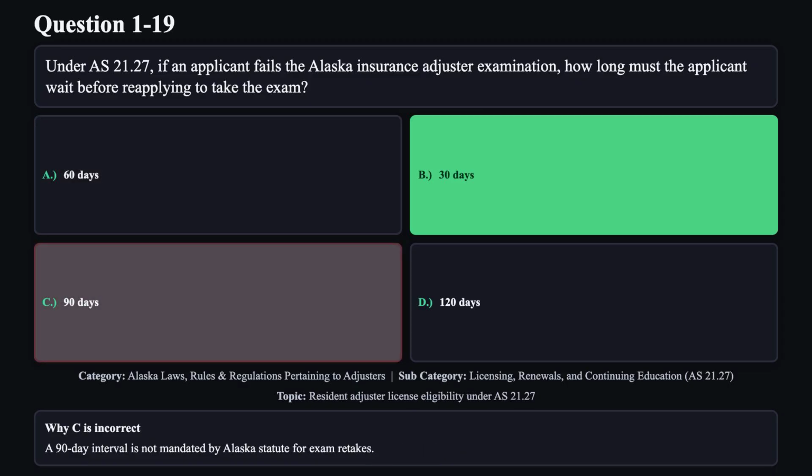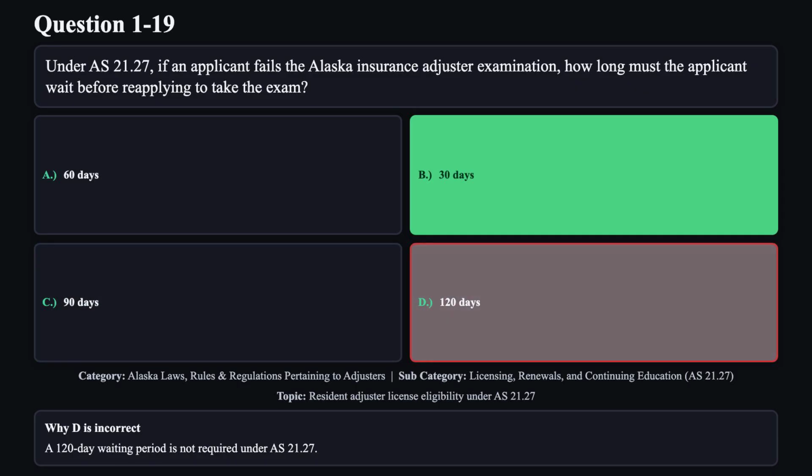Reason C is not correct. A 90-day interval is not mandated by Alaska statute for exam retakes. Reason D is not correct. A 120-day waiting period is not required under AS21.27.